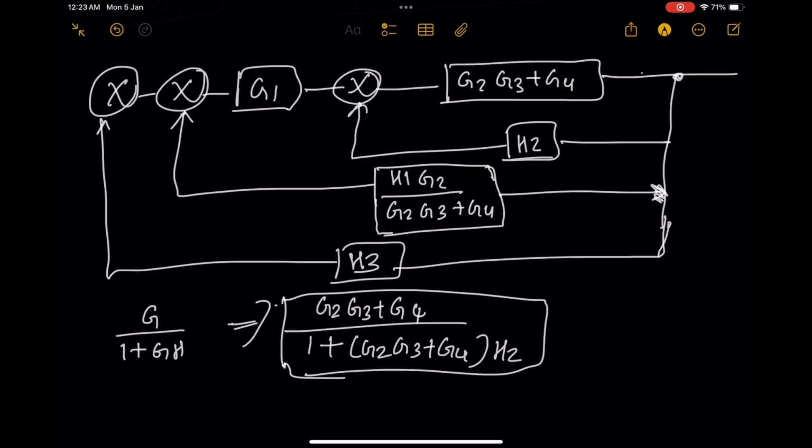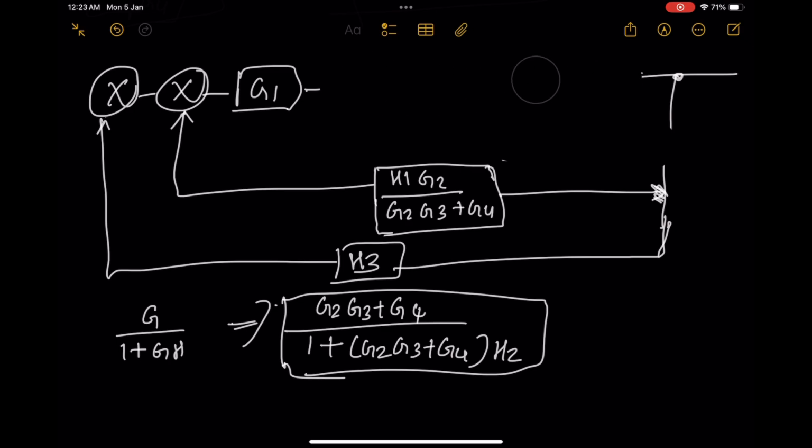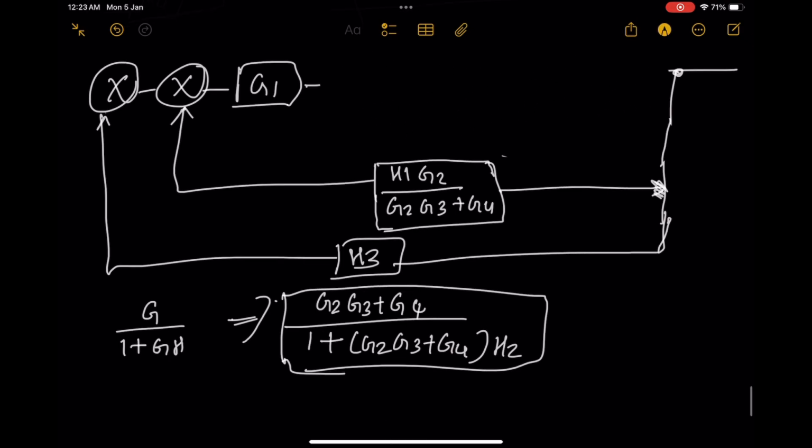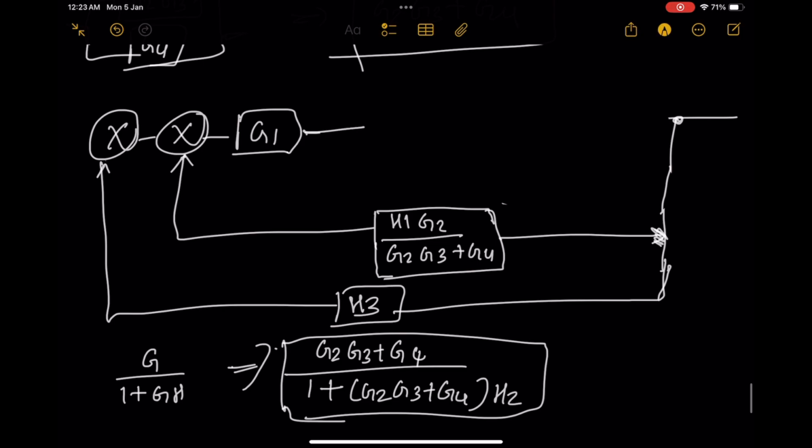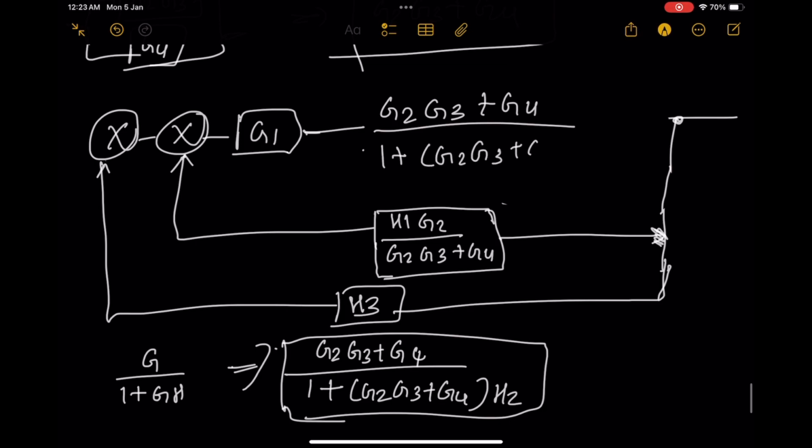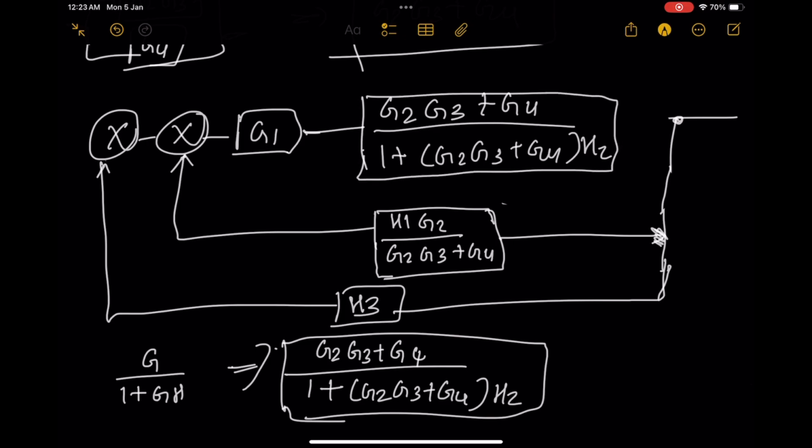I'm just going to draw it right here because we don't have to draw it all over again. So I'm going to draw this thing right here: (G2 G3 plus G4) divided by 1 plus (G2 G3 plus G4) into H2. I'm replacing it as a single block. Now we have solved our innermost loop.